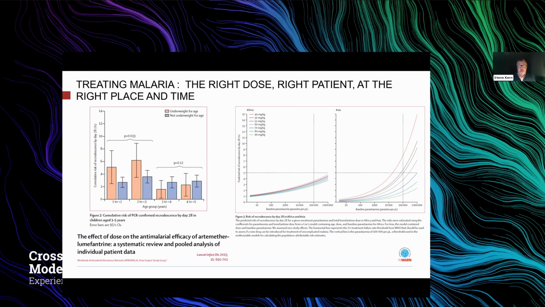And then also interestingly, if you look at the curve on the right, there's a big difference between children who were treated in Africa and children who were treated in Asia, where the variation in terms of response in the Asian population is much greater than seen for the African population, dosed at essentially the same overall dosage level. And so WARN wanted to explore that in more detail.